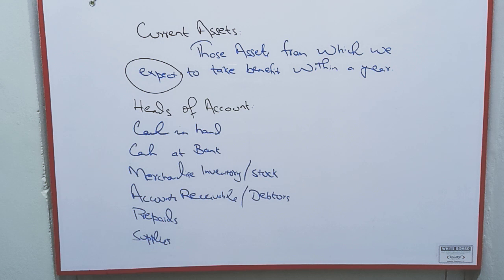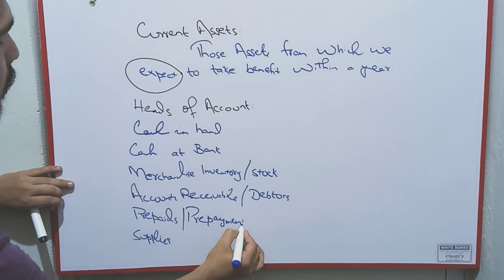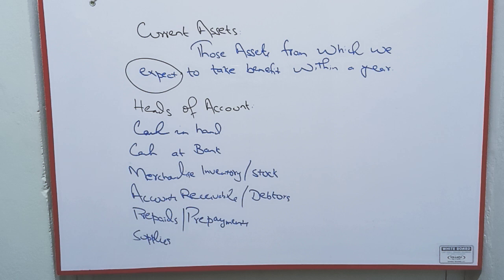Prepaids, those expenses which are paid in advance, it's called prepaids. It is sometimes called prepayments. And number last is supplies, stationery items like rubber, sharpener, scale, calculator, or many things. So we have got to know what is current assets. So quickly move on to what is fixed assets.